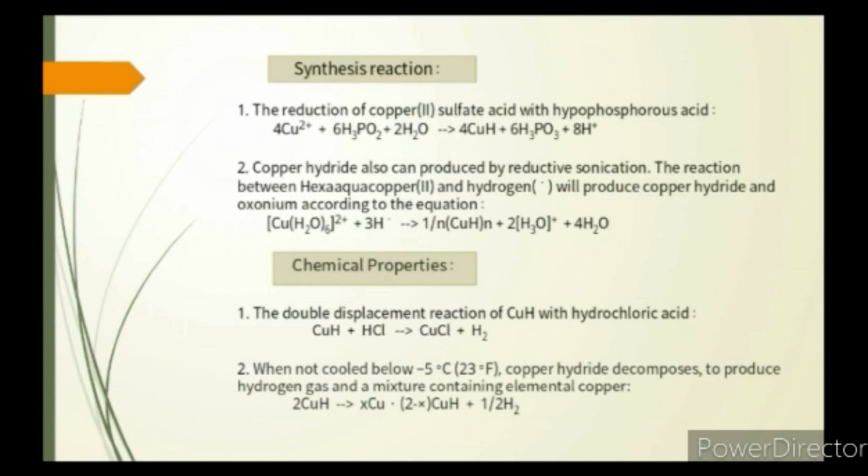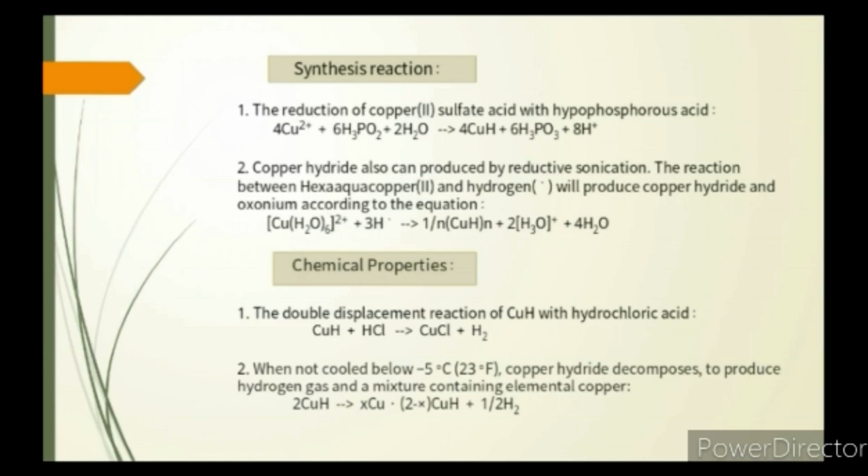For example, the reduction of copper 2 sulfate with hypophosphorous acid. This reaction produces a red colored precipitate of copper hydride.